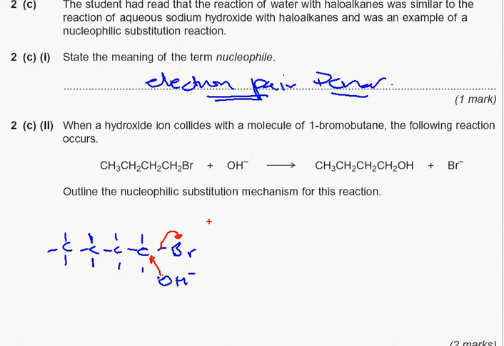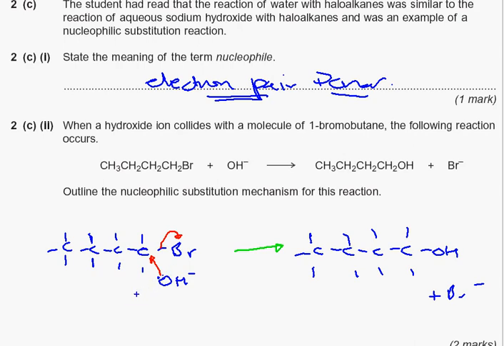So the next step will be to form our final product. It's a 2-mark question. Let's go for the green arrow. Now we just have to draw in the carbons, butanol. Here's our OH, and we end up with Br minus. And that's it.